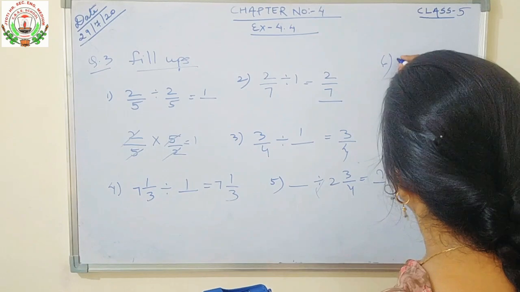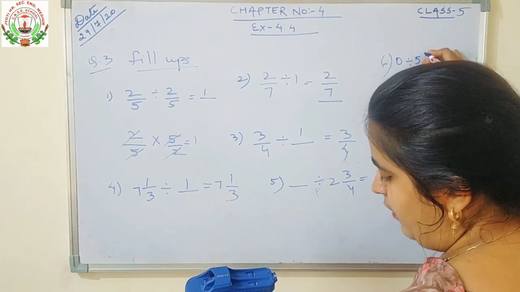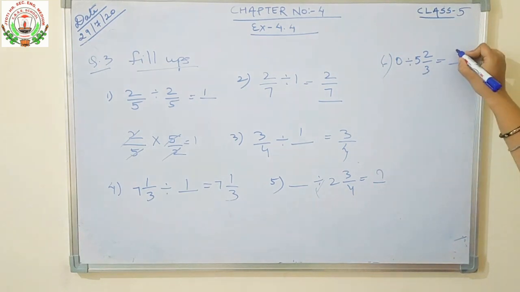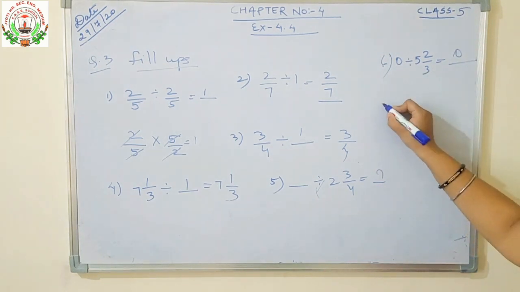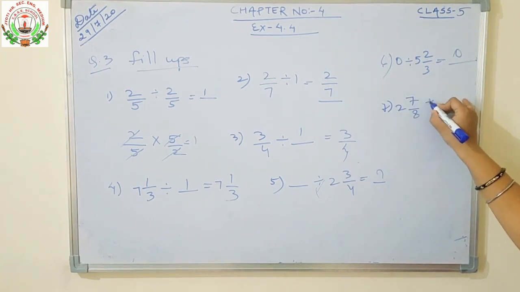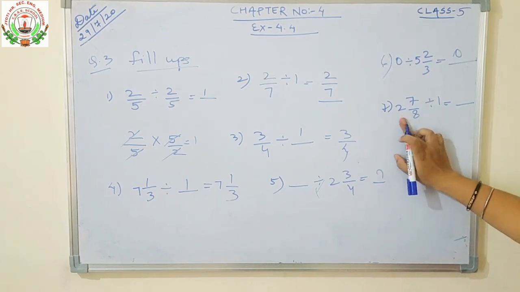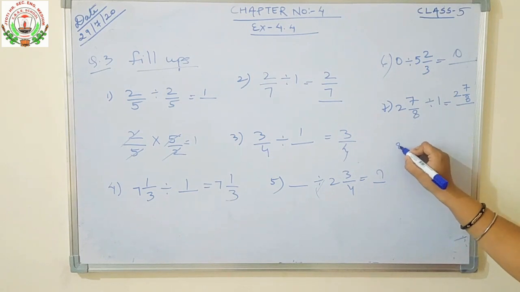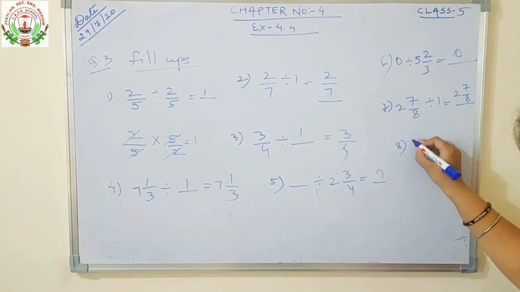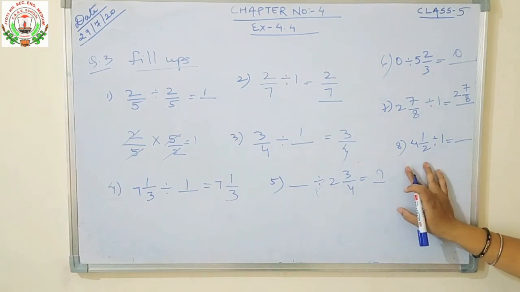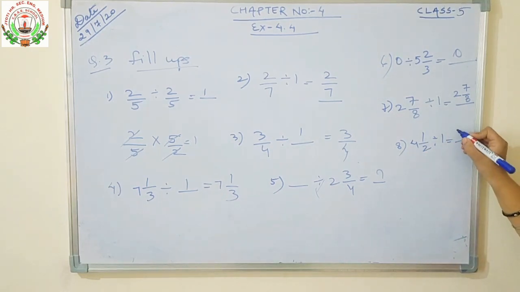Number 6 is 0 divided with 5 2 by 3 is equals to dash. When we divide 0 by any number, we will get 0 as the answer. Number 7. 2 7 upon 8 divided with 1 is equals to dash. Any number divided by 1, we will get the same number as the answer. Number 8. 4 1 by 2 divided with 1 is equals to. Whenever we divide any number with 1, we will get the same number as the answer.